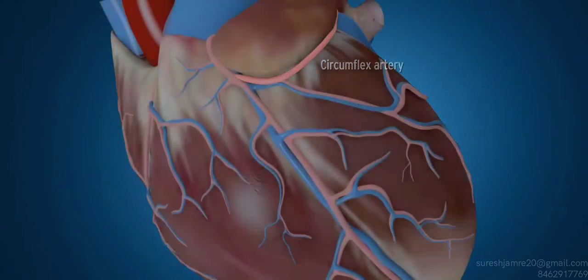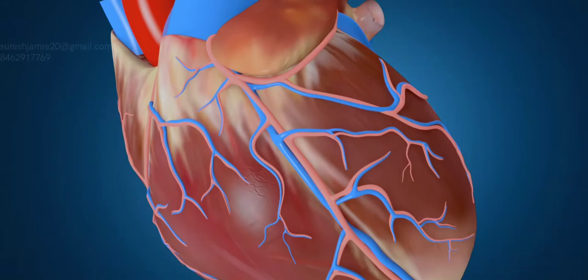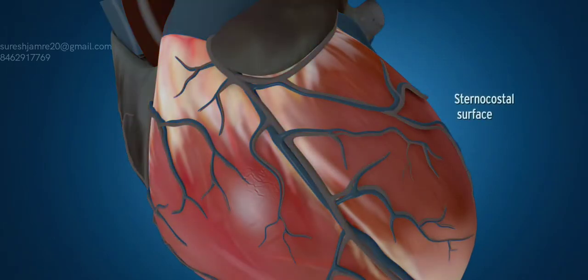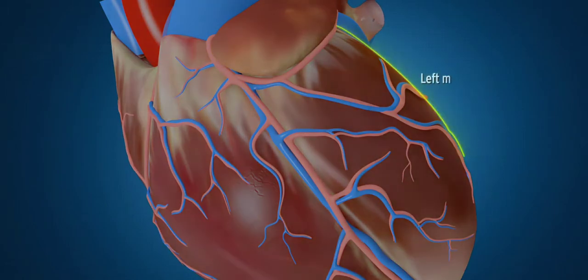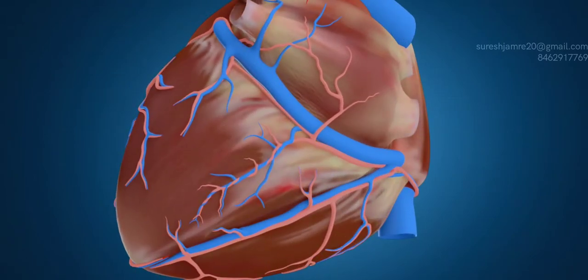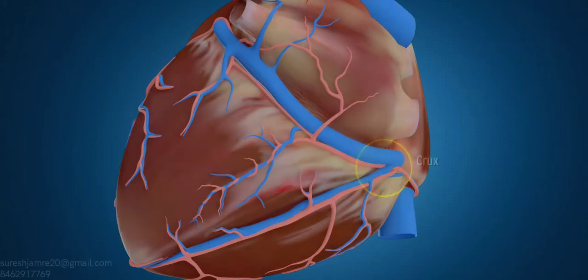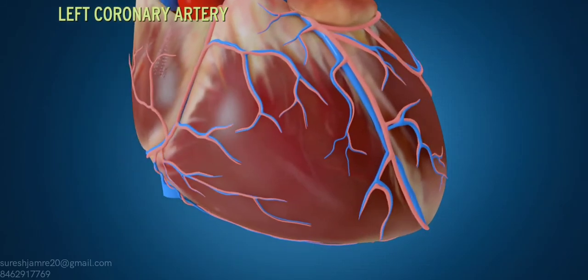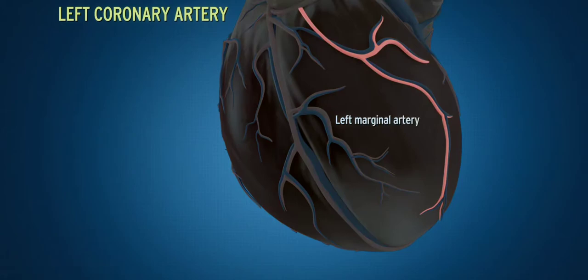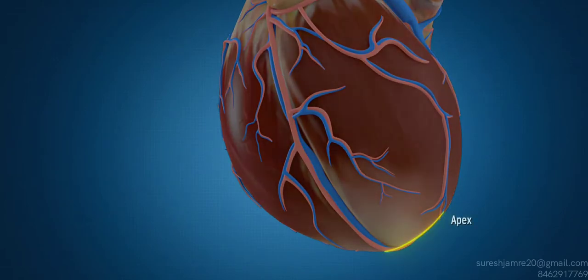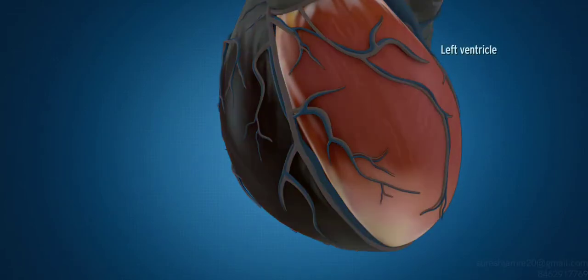Circumflex artery. After its origin, it runs in the left part of the atrioventricular groove on the sternocostal surface, then winds around the left margin of the heart to reach the posterior part of the same groove. It terminates on the left side of the crux by anastomosing with the right coronary artery. It gives the following branches: Left marginal artery. It runs along the left margin of the heart till the apex and supplies the left ventricle.